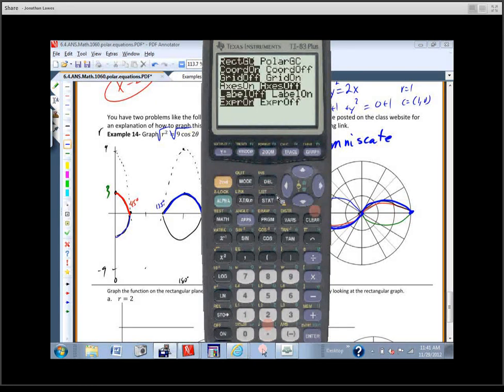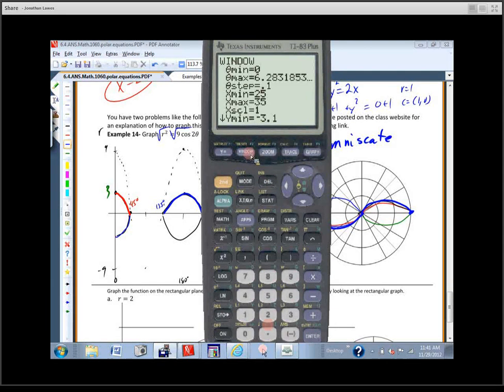I turned my axes off for some reason. Then I'm going to go to the window button. And you'll notice in the window button, it doesn't just have x min, x max, x scale, y min, y max. You're not just setting up the window. We're going to set up the window in just a second, but we have to tell it, hey, what thetas do you want me to plug in?